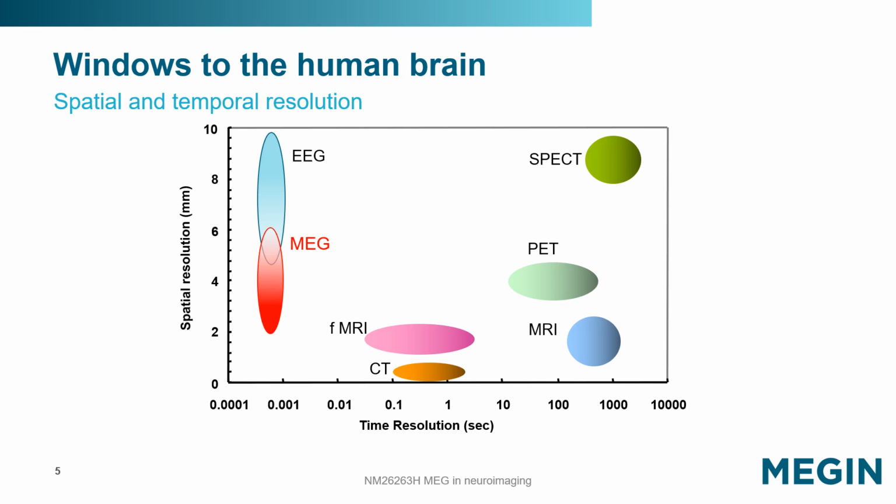MEG is considered to have better source localization than EEG because the brain, skull, and scalp distort the EEG signals, while the MEG signals pass much less distorted to the outside of the head. We will discuss this in greater detail during the course.